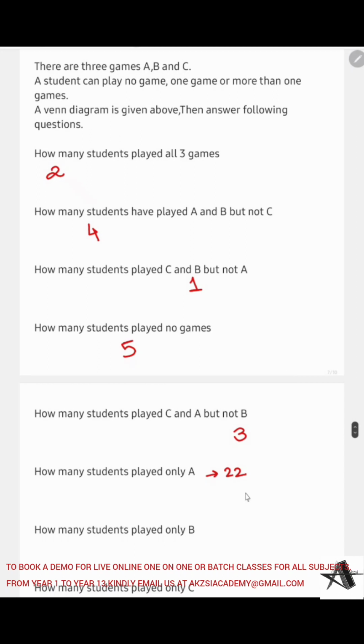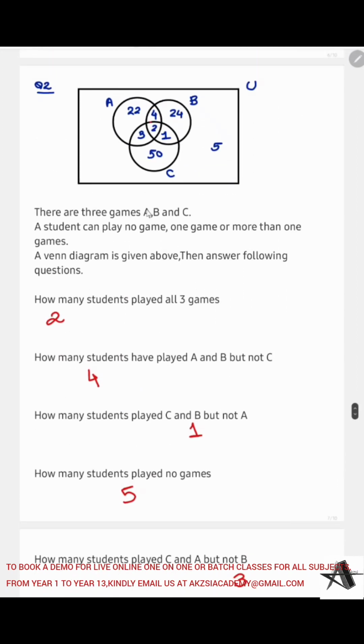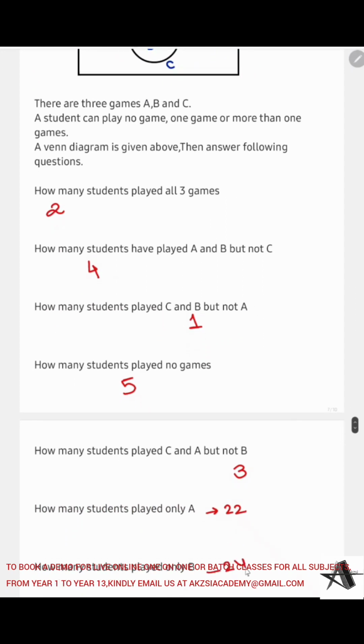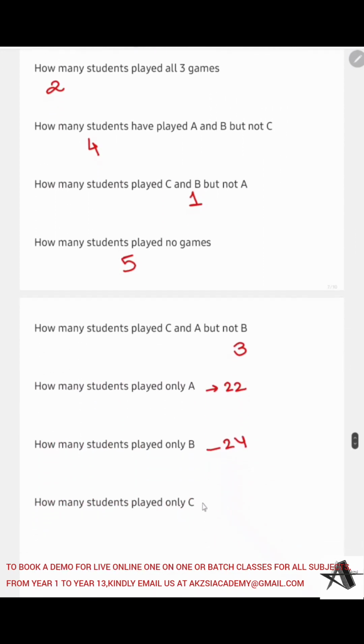The next is how many students played only B and only C. Obviously this is the only part of B which is not intruded by any other circle. So 24 is the number of students that played only B, and 50 are the number of students that played only C. So for B I would say 24, and for C I would say 50. And this is how we can answer questions from a Venn diagram.